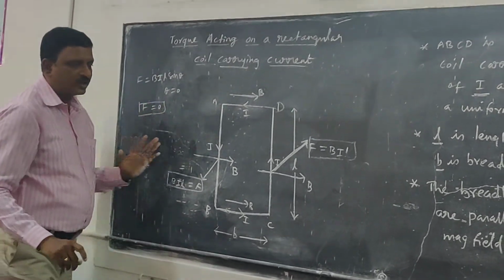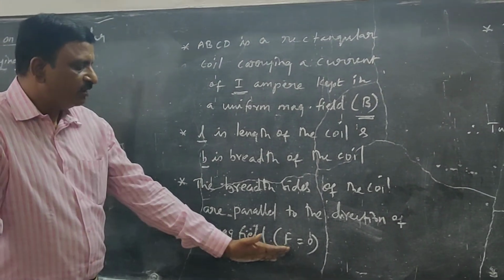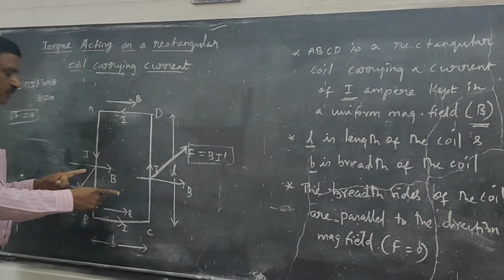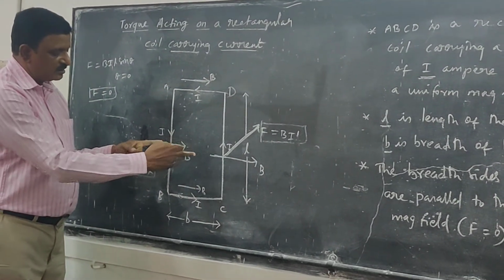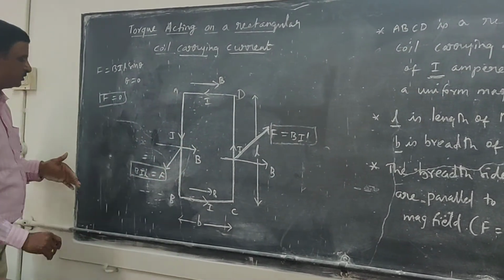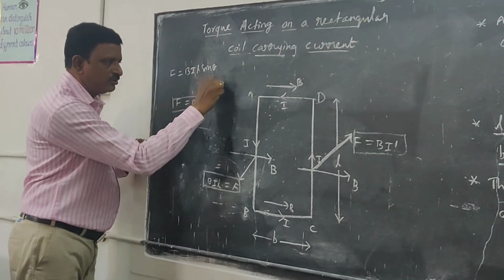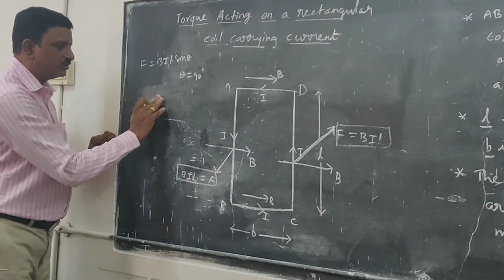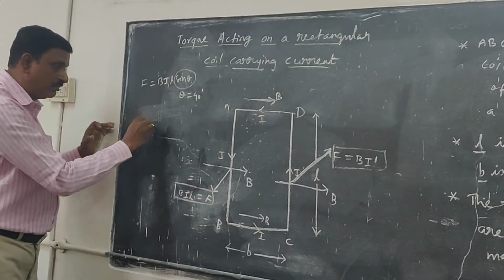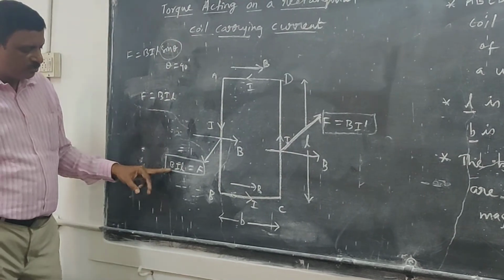So as the breadth sides of the coil are parallel to the direction of magnetic field, the value of force is equal to 0. Then coming to the length sides of the coil, they are perpendicular to the direction of magnetic field, so they will experience a force. Same equation, F is equal to BIL sin theta. Here theta value is equal to 90 degrees. If you substitute theta is 90, sin 90 equals 1, then the value of force F is equal to BIL. That I have put here in the diagram itself.